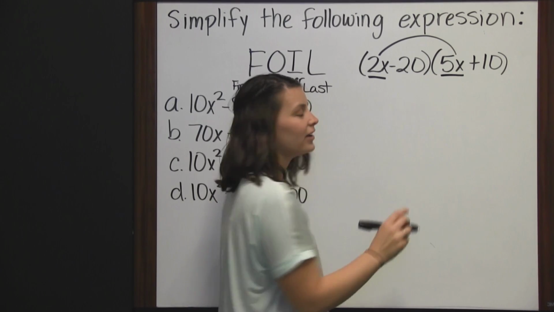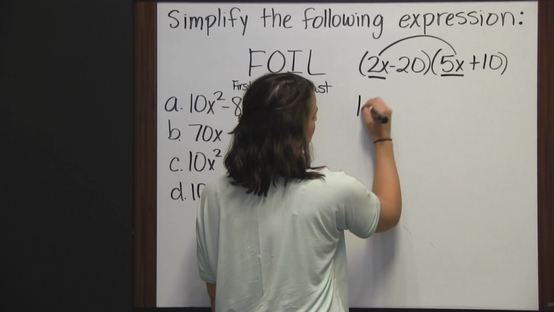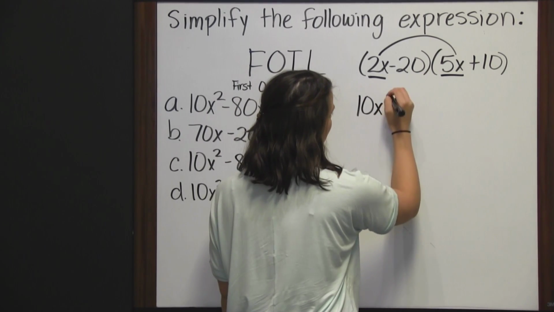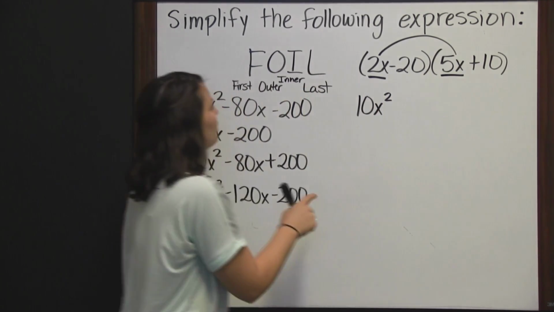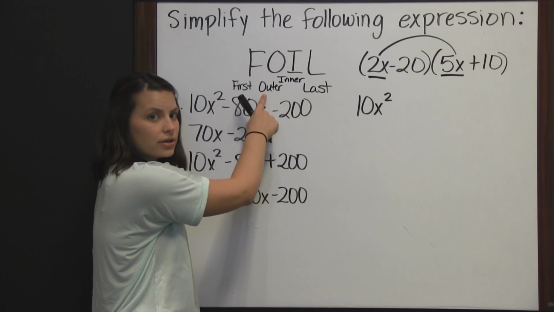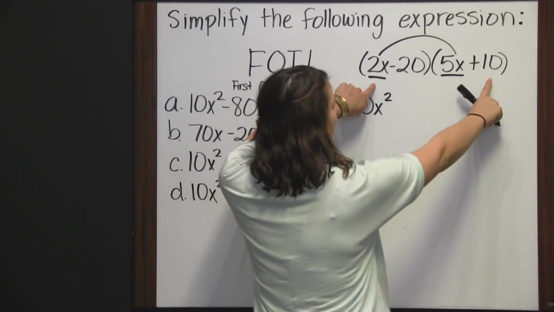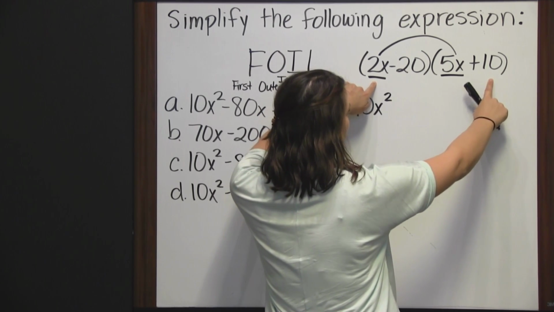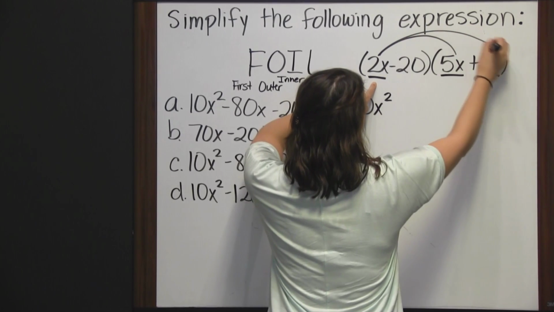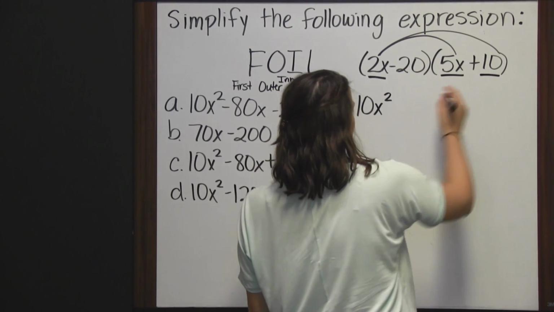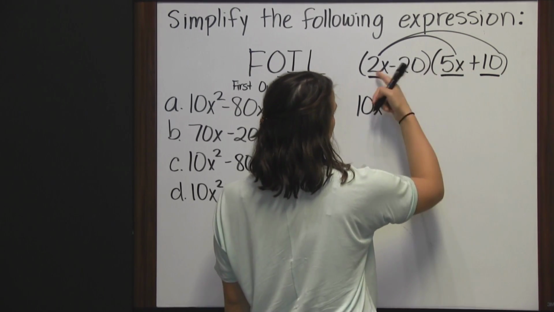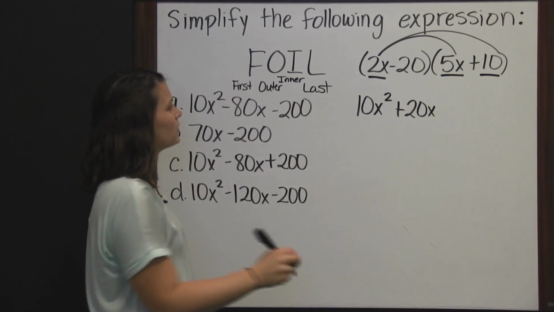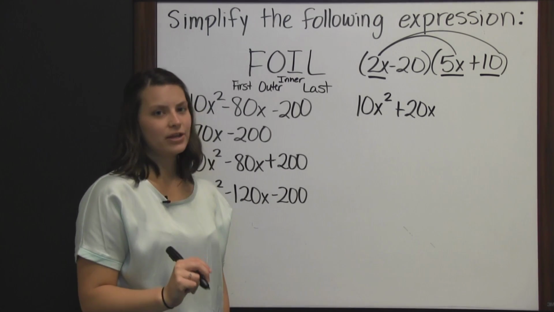2x times 5x. 2 times 5 is 10. And x times x is x squared. So it's 10x squared. The O again stands for outer. So that means to multiply the 2 outside terms. So 2x and 10 are the 2 terms on the outside, the outer terms. So 2x times 10, 2 times 10 is 20, so it's 20x.